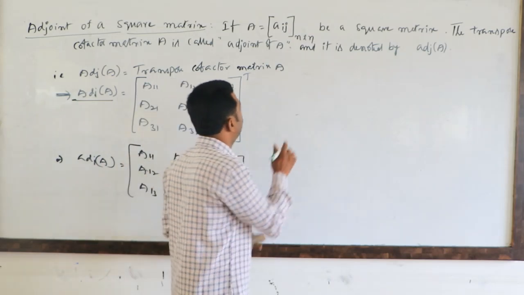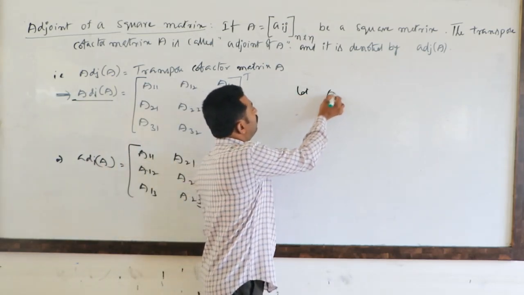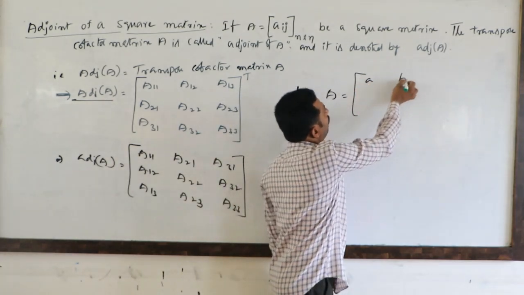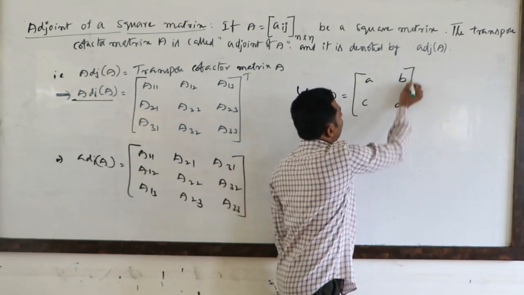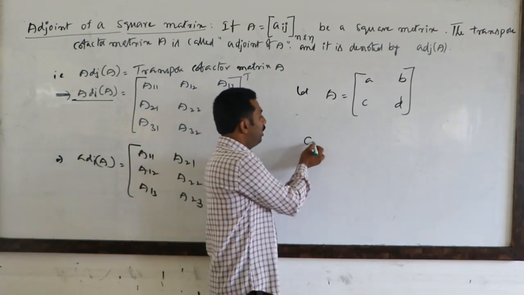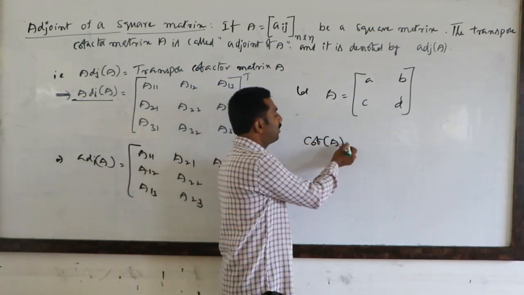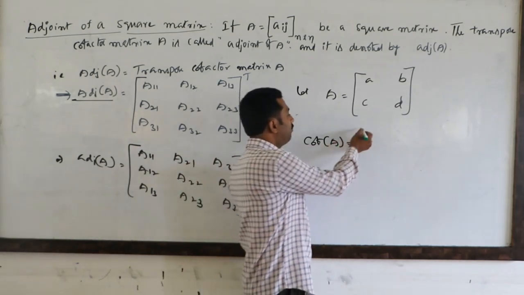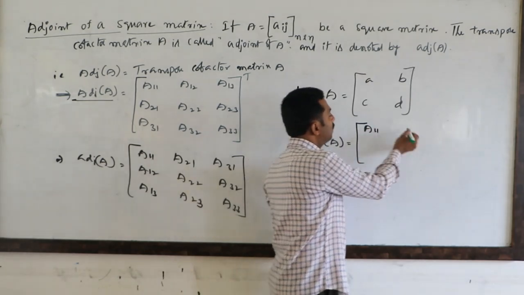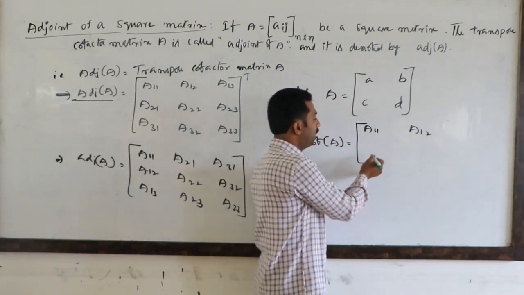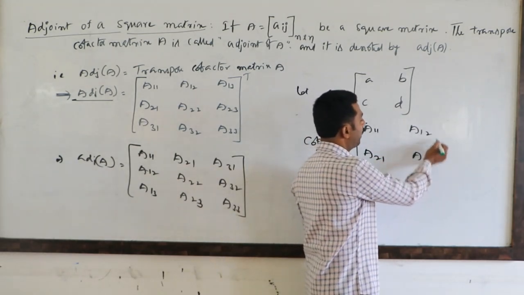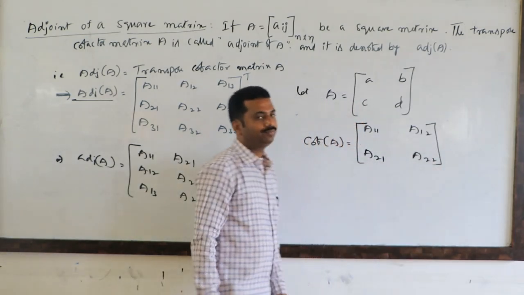One simple example. Suppose A equals, I am just taking A, B, C, D. What is the adjoint of A? We have to calculate. First we have to calculate the cofactor matrix. What do we calculate for the cofactor matrix? Cofactor of first row first column, cofactor of first row second column, cofactor of second row first column, cofactor of second row second column we have to write.